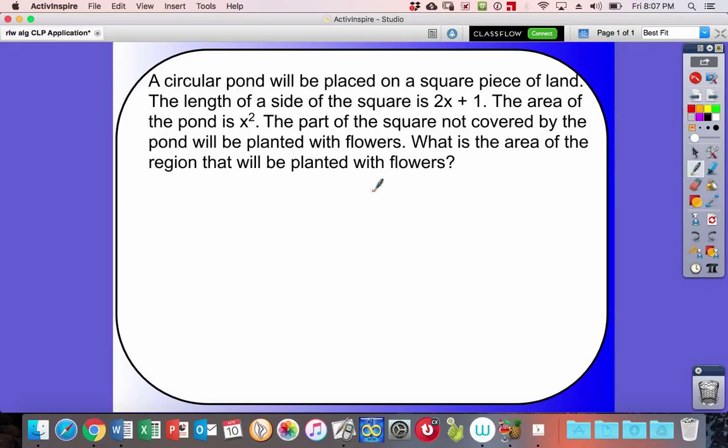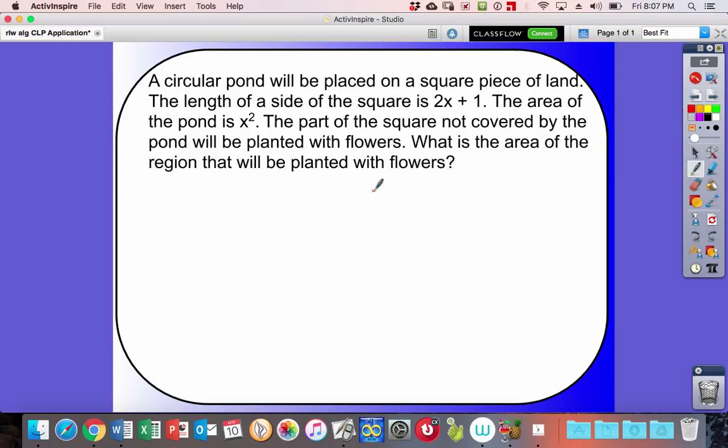A circular pond will be placed on a square piece of land. The length of a side of the square is 2x plus 1, and the area of the pond is x squared. The part of the square not covered by the pond will be planted with flowers. What is the area of the region that will be planted with flowers?